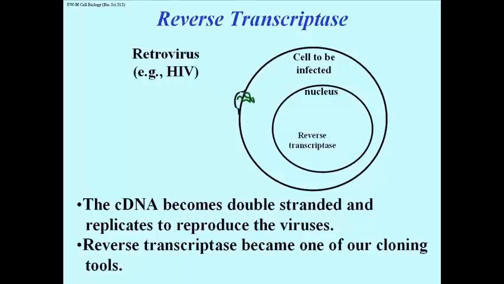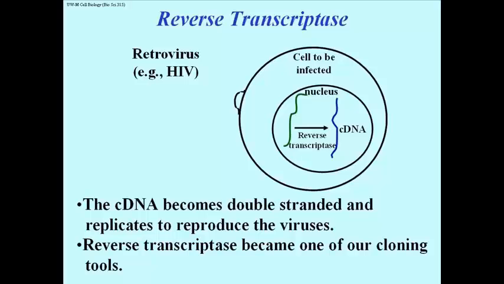They fuse their membranes with the cell. Their RNA genome enters the cell and then eventually enters the nucleus, where an enzyme, reverse transcriptase, reverse transcribes a complementary DNA copy called cDNA, complementary DNA or copy DNA.